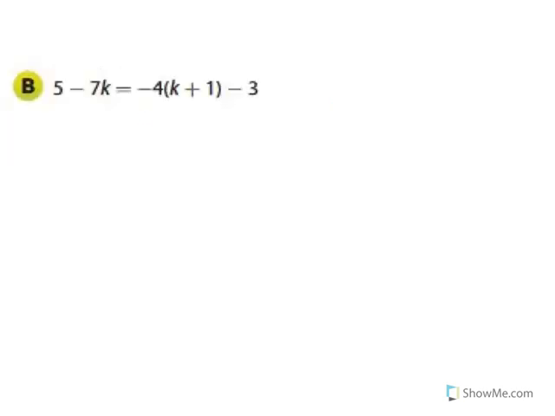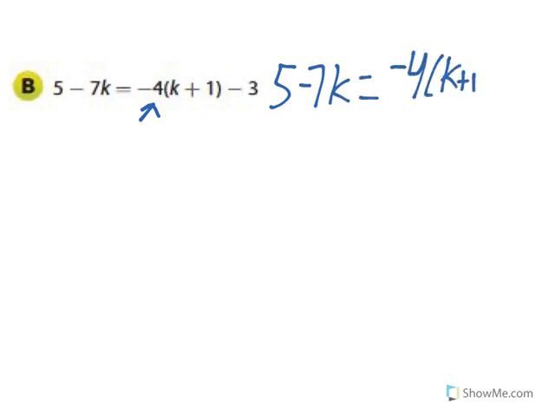Here's another example. This one has a negative integer in front, so be careful when you're multiplying it. All right, so let's rewrite. 5 minus 7k equals negative 4, parentheses, k plus 1 on the inside, minus 3. All right, so I'm going to do my inside first, so it's negative 4k.